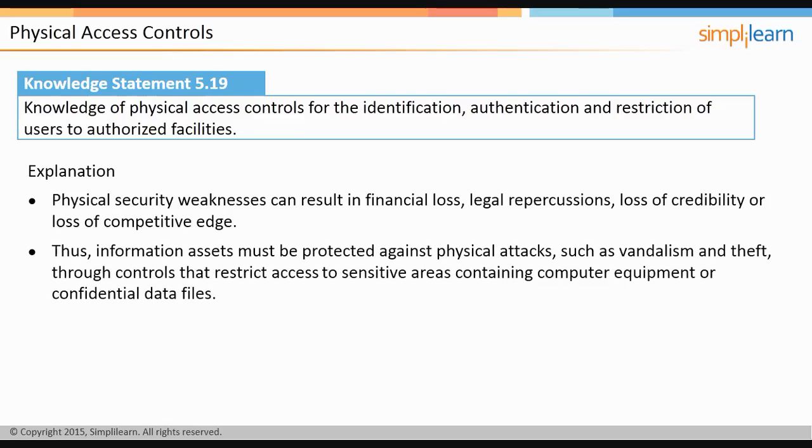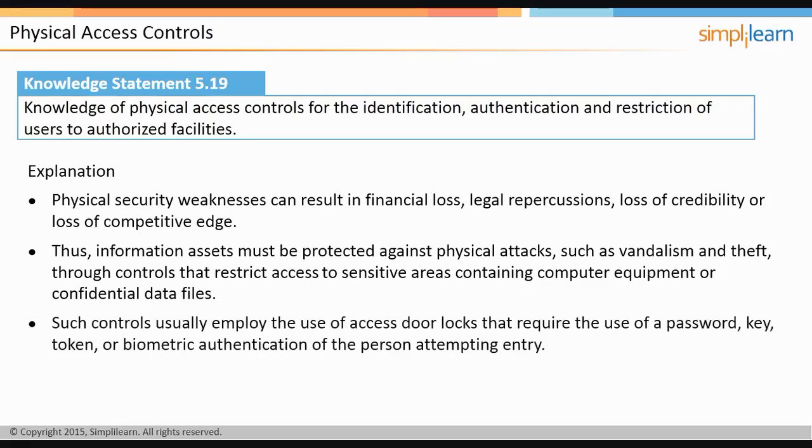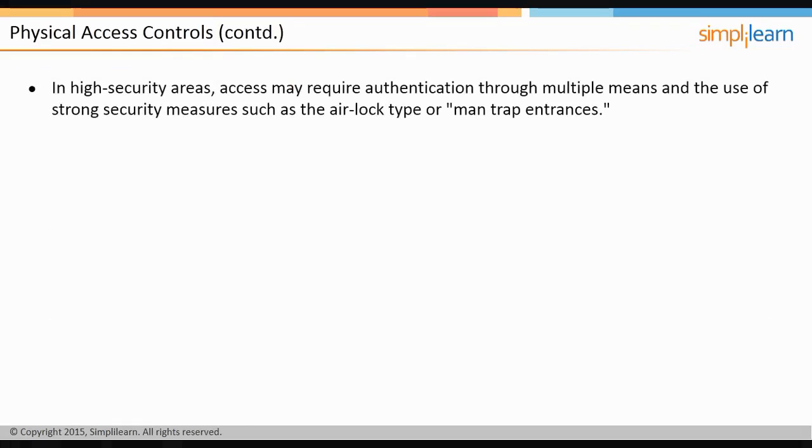Thus, information assets must be protected against physical attacks, such as vandalism and theft, through controls that restrict access to sensitive areas containing computer equipment or confidential data files. Such controls usually employ the use of access door locks that require the use of a password, key, token, or biometric authentication of the person attempting entry. In high security areas, access may require authentication through multiple means, and the use of strong security measures such as the airlock type or man-trap entrances.